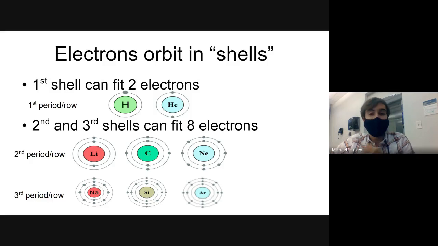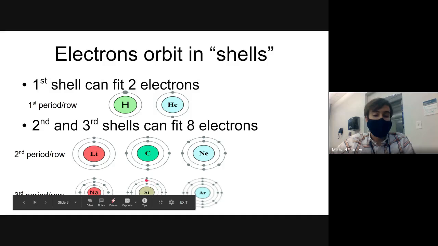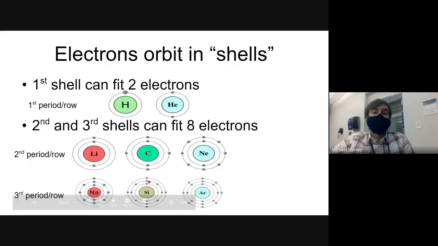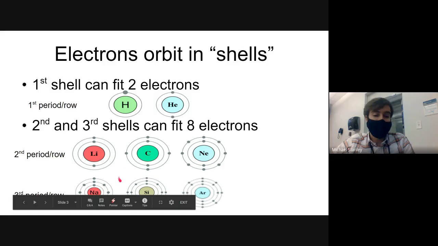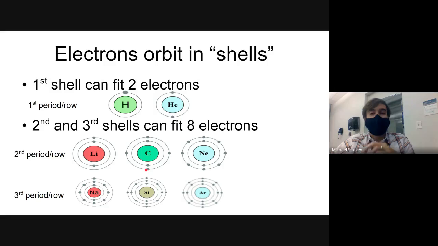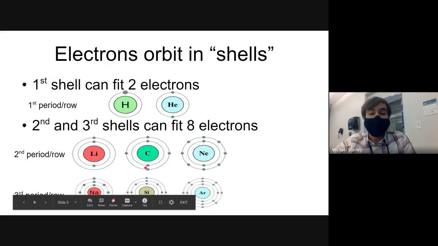We can put 8 more electrons on the second shell. But then the second shell gets full, and we've only put 2 and 8 on the first two, which is 10. But silicon still has 4 more electrons to go. So we put those last 4 on the third shell. So the first shell got 2, and then it was full. The second shell got 8, and then it was full.